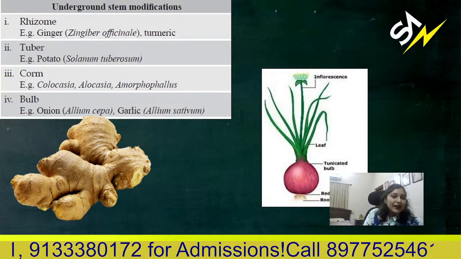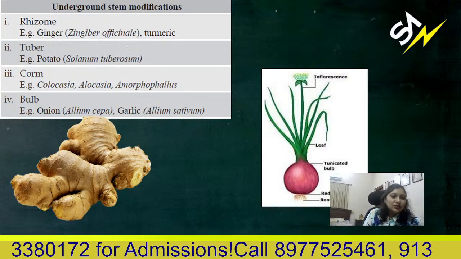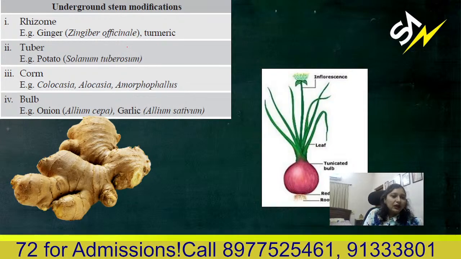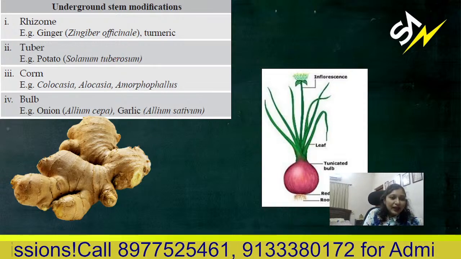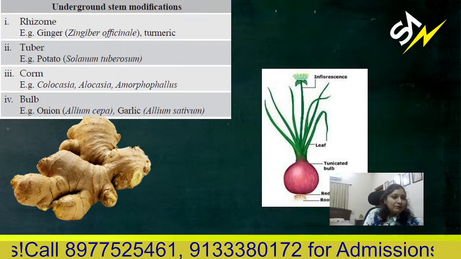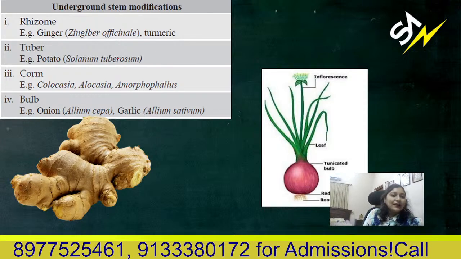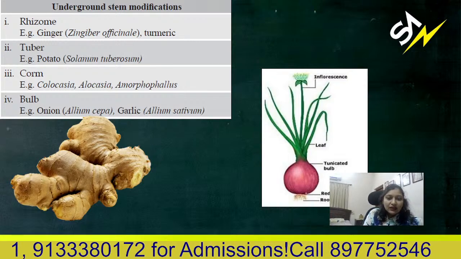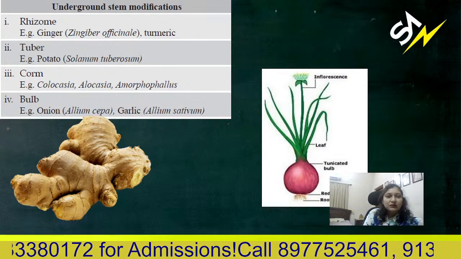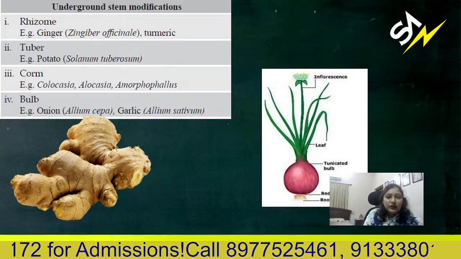Ginger and turmeric are examples of rhizome. Then tuber, just like a potato, Solanum tuberosum, and corm in Colocasia, Alocasia and Amorphophallus. Bulb in the case of onion and garlic. These are stem modifications, guys. Onion and garlic both come under stem modification as well as leaf modification.